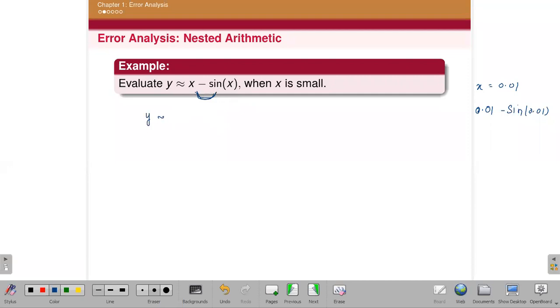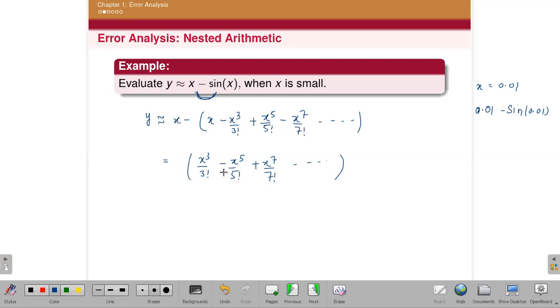So now y will be x minus the series of sin x, that is x cube by 3 factorial, x to the 5 by 5 factorial, x to the 7 by 7 factorial, and so on. Now you can see its powers are 3, 5, 7. Obviously if x is very small, then the higher powers will give you 0. So try to reduce into the minimum powers of x.